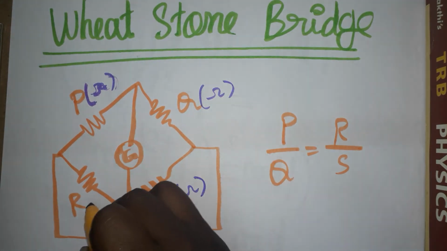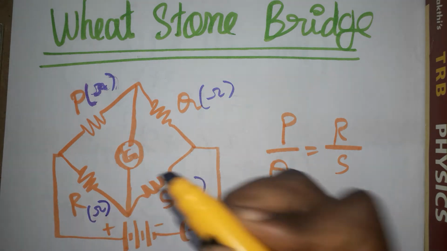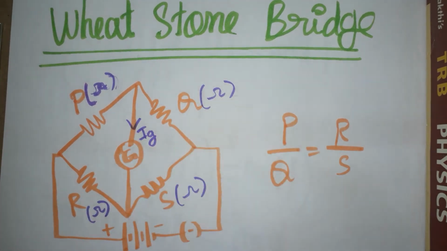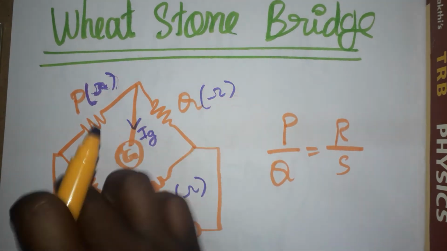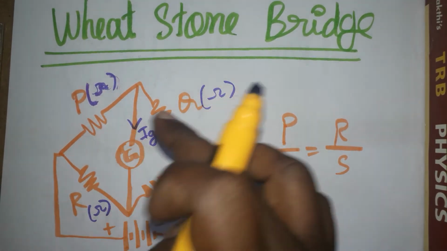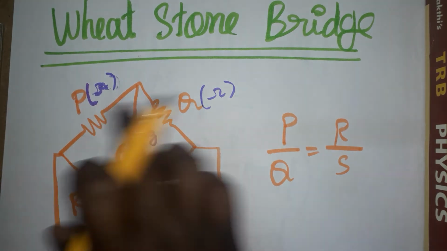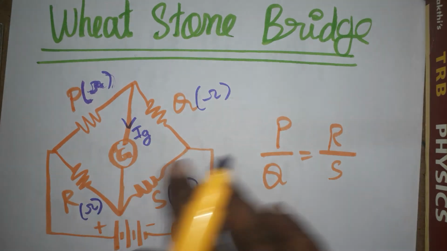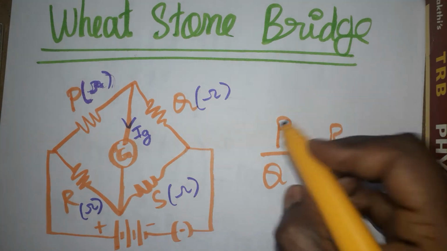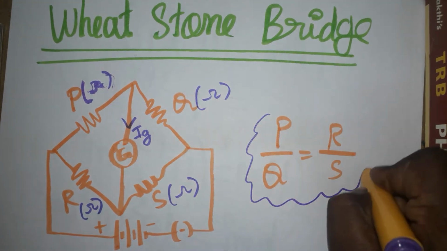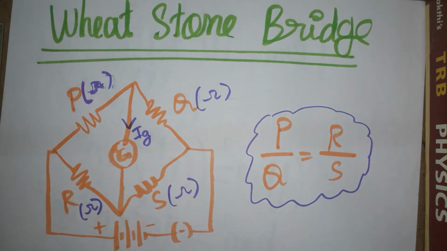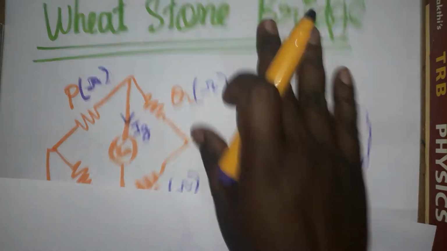It's very simple. In the balanced circuit, the current flowing at the center, the galvanometer current Ig, will be 0 when the circuit is balanced. The circuit is balanced when P by Q is equal to R by S. Now we are going to derive this equation when the galvanometer current is 0. It's a very simple equation, very important for class 12.